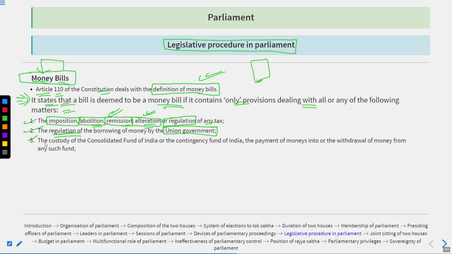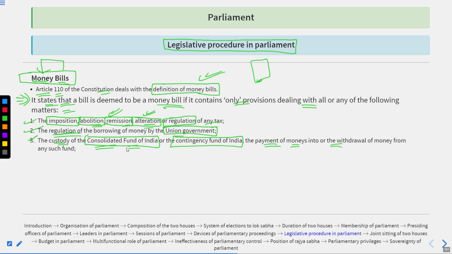Okay. Thereafter, the custody of the Consolidated Fund of India or the Contingency Fund of India. These two funds are the major funds of the Indian country. Like maximum of the expenses are charged on the Consolidated Fund of India, and the Contingency Fund of India is basically used for unforeseen circumstances or any kind of emergency situation. Okay. The payment of money into it or withdrawal of money from any such fund.